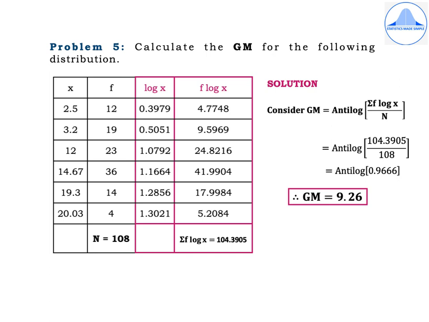Starting with the solution, write consider GM equal to antilog of summation f log x by capital N, which is equal to antilog of 104.3905 divided by 108, which is antilog of 0.9666, or GM is equal to 9.26.